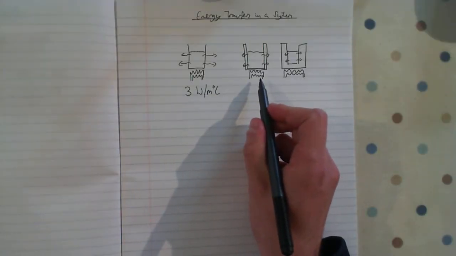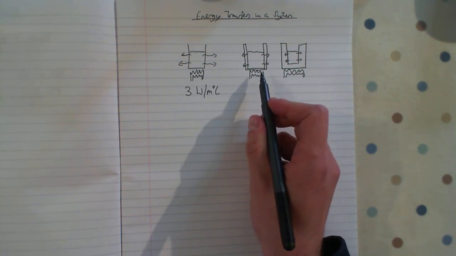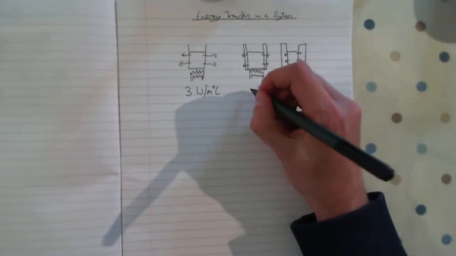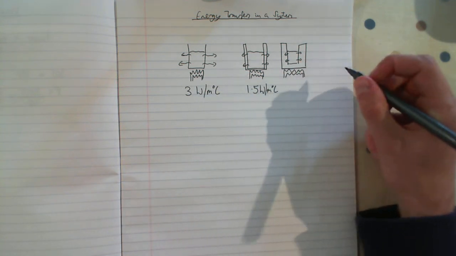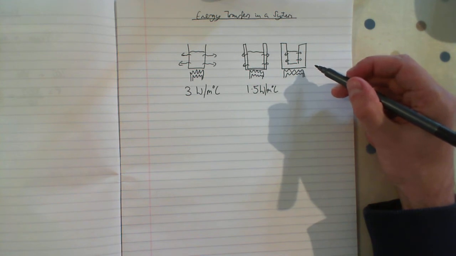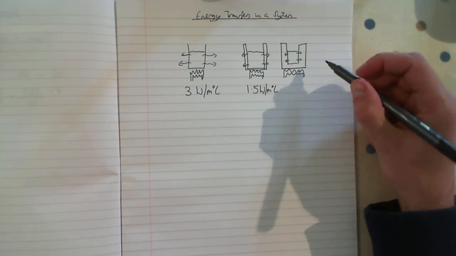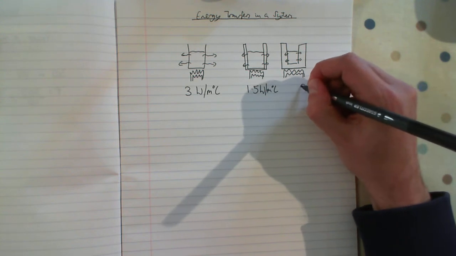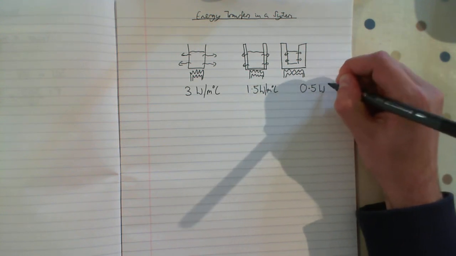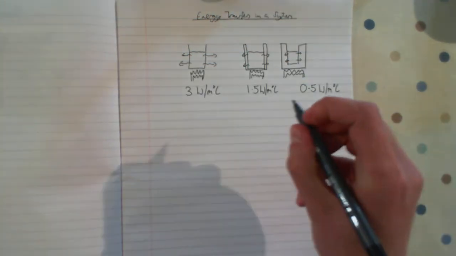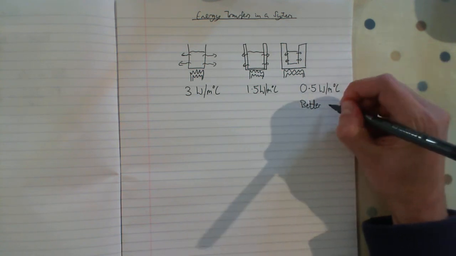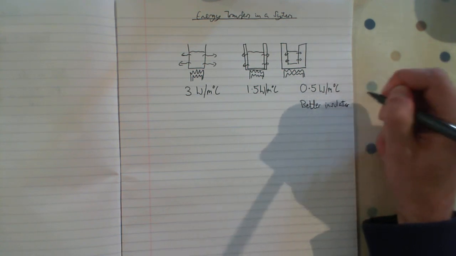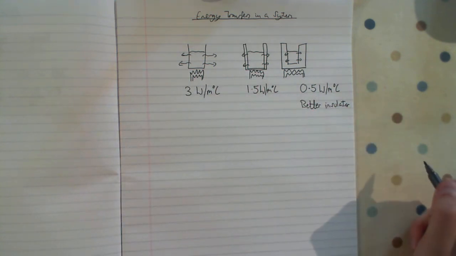In this case here, we've got some insulation, so it's going to lose less energy to surroundings, less energy is going to be dissipated, so it's going to be a smaller number. So I'm going to call it 1.5 arbitrarily. And in this last example, we've got nice big thick insulation, so even less energy is dissipated to the surroundings, so the thermal conductivity is going to be even smaller, so let's call it 0.5 watts per meter per degree C. So the better the insulator, the lower the thermal conductivity. So all these numbers are the thermal conductivities.